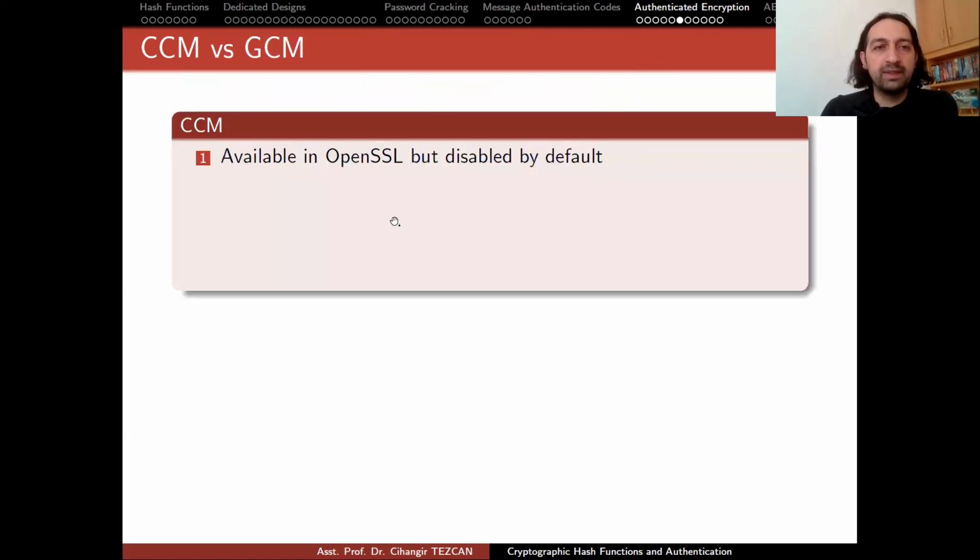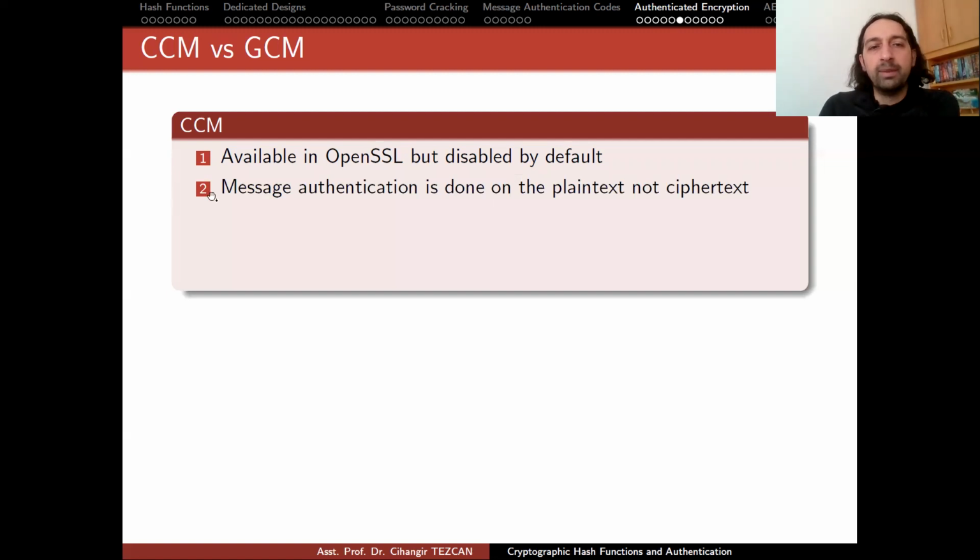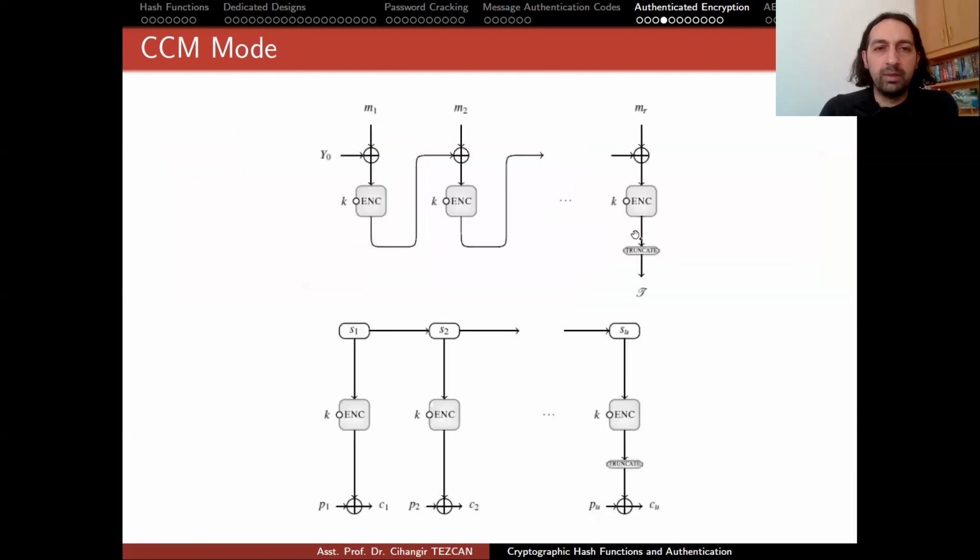So let's compare CCM with GCM. If you look at CCM, CCM is available in OpenSSL, but disabled by default. So if you want to use it, you have to choose it by yourself. You have to enable it. Message authentication is done on the plaintext, not ciphertext. So this is important. Let me go back to the picture.